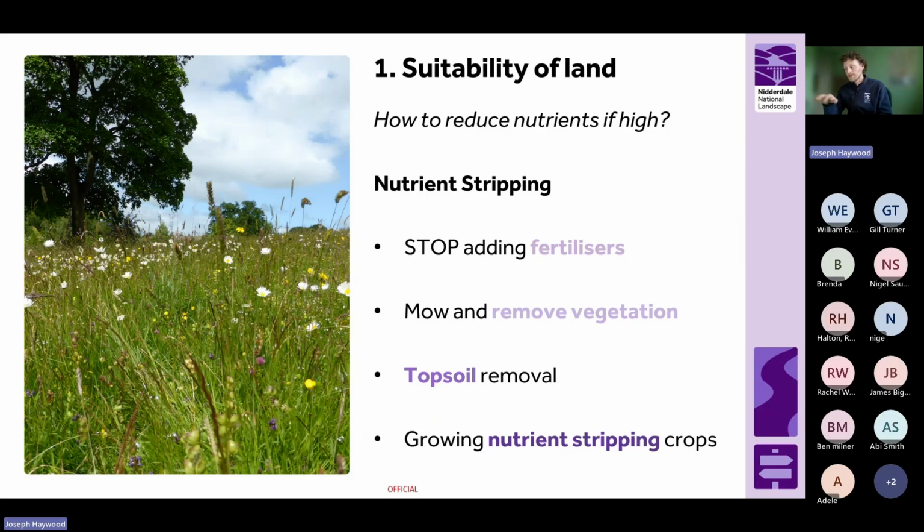So the bottom two options there are a little bit more drastic, but for a bit smaller scale and general farming scale, you can stop adding your fertilizers, and you can mow and remove vegetation over multiple years. And you just keep testing your soil every summer. After you've mown your vegetation, you've done that all in the summer, wait till the following spring, do a soil test, see if it's reduced enough. If it's not, you want to have another crack over that year, mowing, removing your vegetation, not adding your fertilizers, and do a soil test the next year.